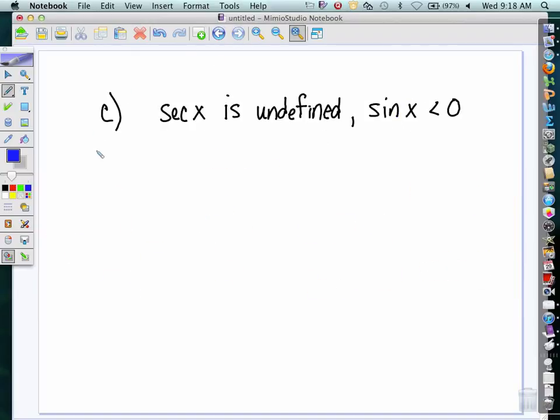All right, one more problem left, and the main thing is that you're finding the right quadrant. Secant of x is undefined, and sine is less than 0, so sine's negative. In order for secant x to be undefined, secant is found by having your r value divided by your x value. So whatever our r is, we're dividing by 0. You divide by 0 when x is 0, and x is 0 here on the y-axis.